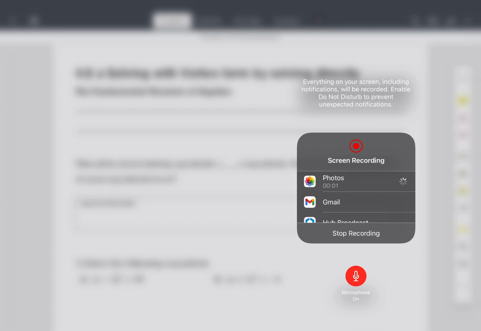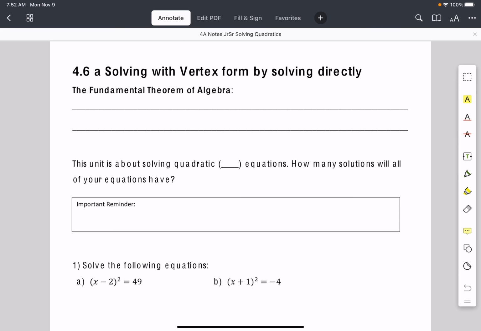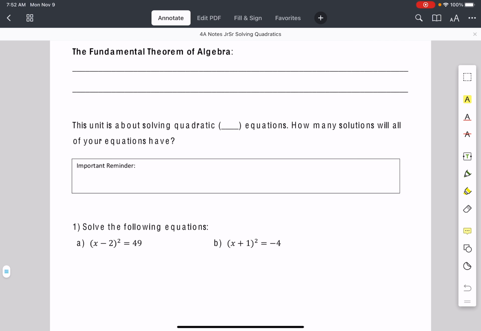Last time we reviewed how to solve for square roots. Now this time, what we're going to do is actually do vertex form. And it's going to be a lot easier because of what we did last time.